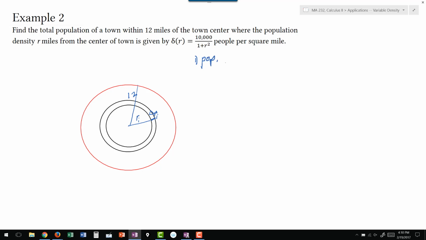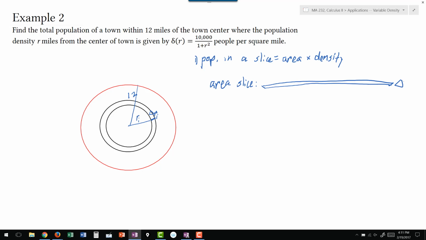Now we need to slice into figures that are a roughly constant distance away from the center of town, so that the population density is roughly constant on that figure. In this case, thin rings will do the trick. You can think of this as concentric circles, because on a thin ring the population won't change much from the inside radius to the outside radius. And if the population density is roughly constant, we can figure out the population in a slice by multiplying the area of the slice by the population density. So in other words, if we know the area in square miles and multiply by density in people per square mile, we get total people.